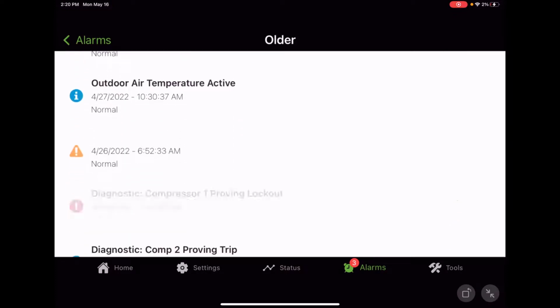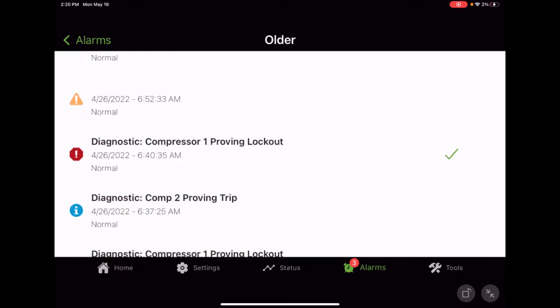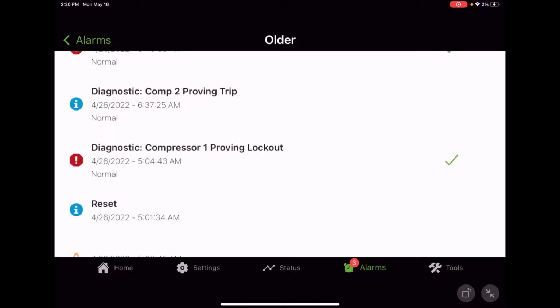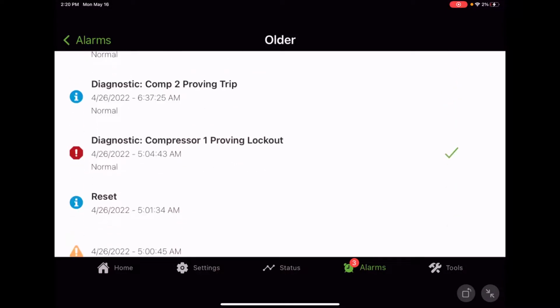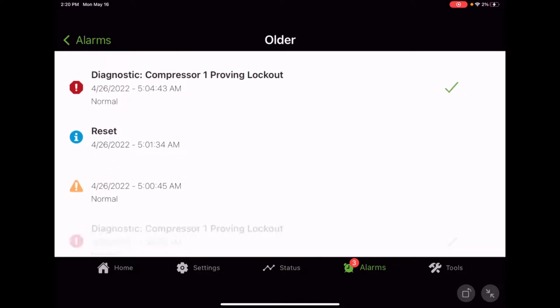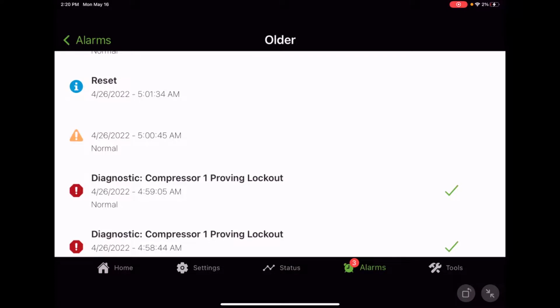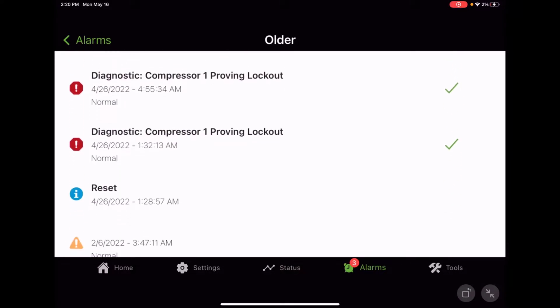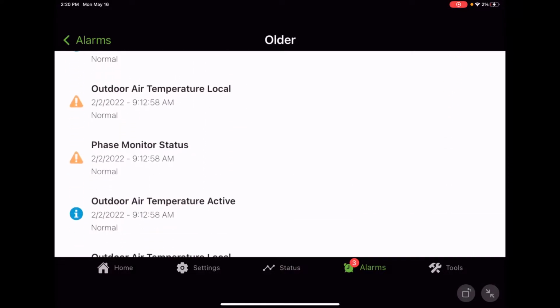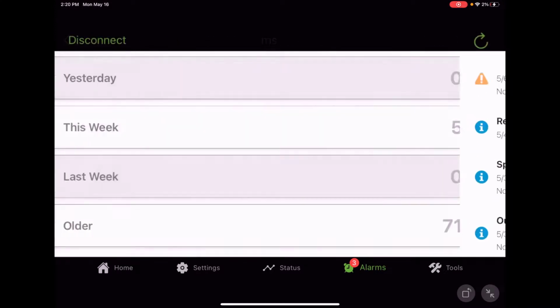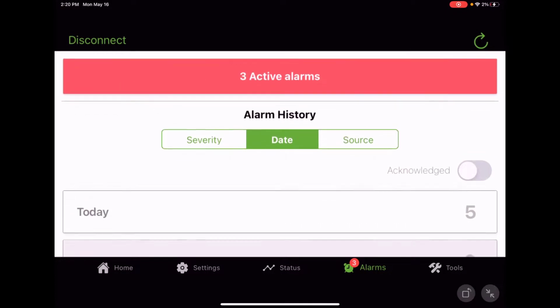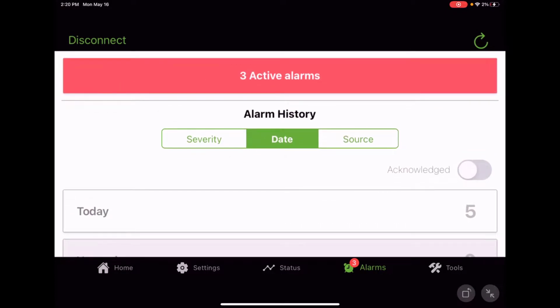So we can definitely go in. It looks like April 26th we had some issues with it too. And again, the green check marks on the right-hand side here, that alarm or that diagnostic has been acknowledged. Okay. So again, it's really good. We can use this to go through and troubleshoot, and it gives us a nice clear language way of determining where to start, maybe where to go look at our troubleshooting.